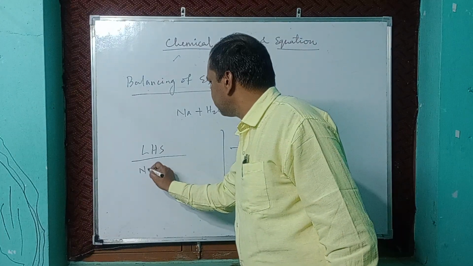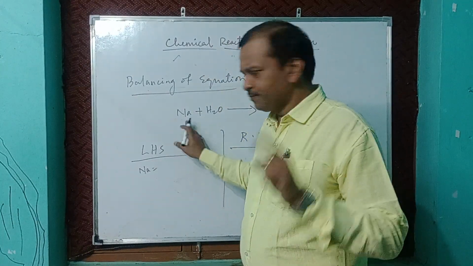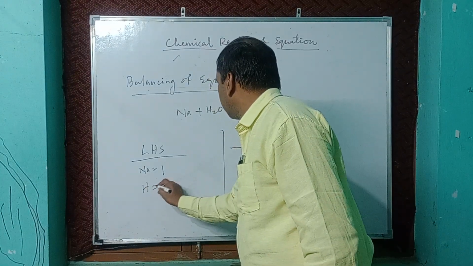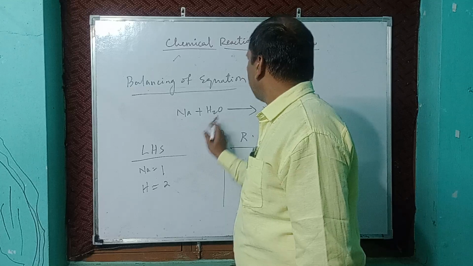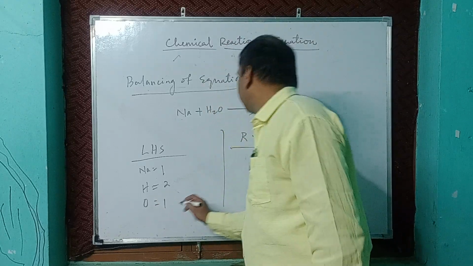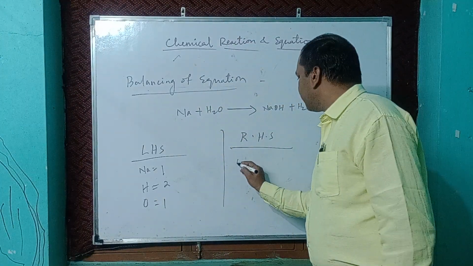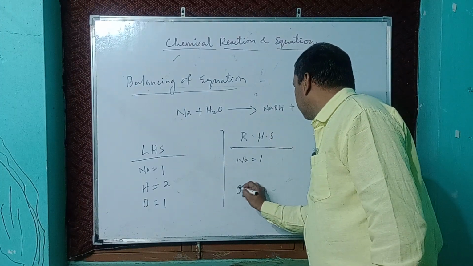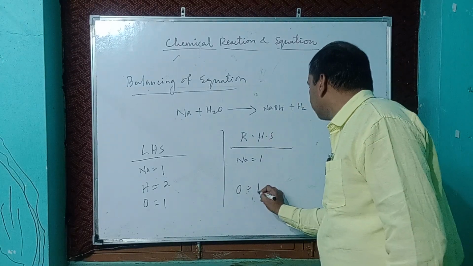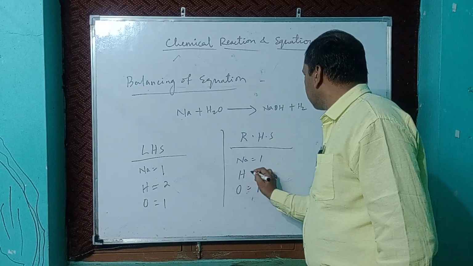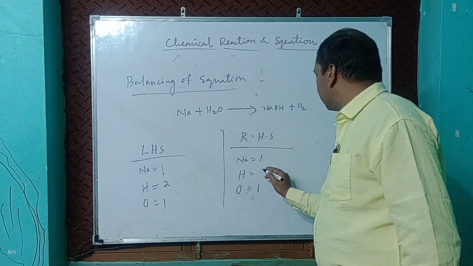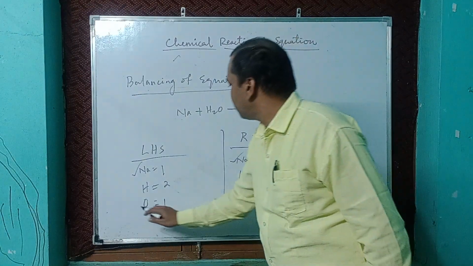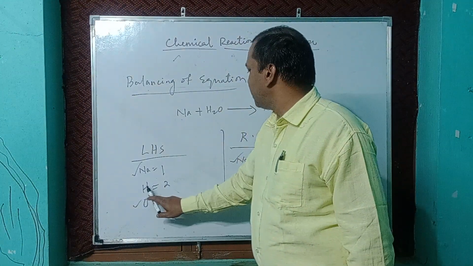Here Na is there. How many Na are there? 1. So I will write 1. How many H are there? 2. So I will write 2. How many oxygen are there? 1. In the right hand side, how many Na are there? 1. Oxygen 1. Hydrogen 1 plus 2 is equal to 3. Here you can see sodium is already balanced. Oxygen is already balanced. We have to balance only hydrogen.